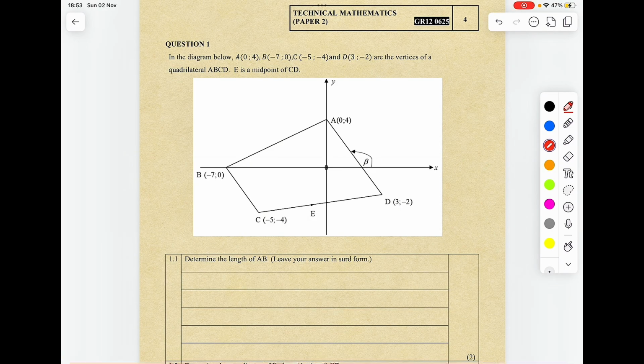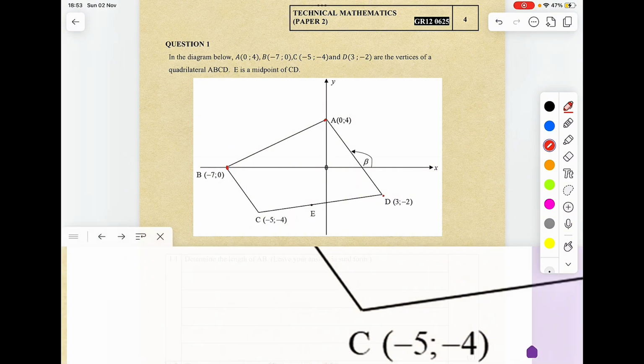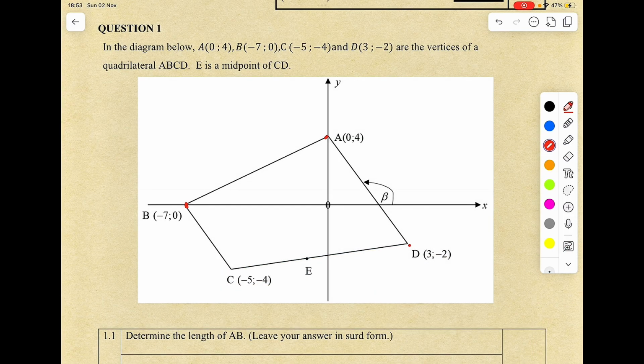Alright, so they say A, B, and C are what? I don't want to zoom in. They are a quadrilateral. And they say we have a midpoint here, meaning the midpoint is equidistant. So this side and this side are equal, and this is the middle part, right? That's where we understand the midpoint. I hope we are all clear.